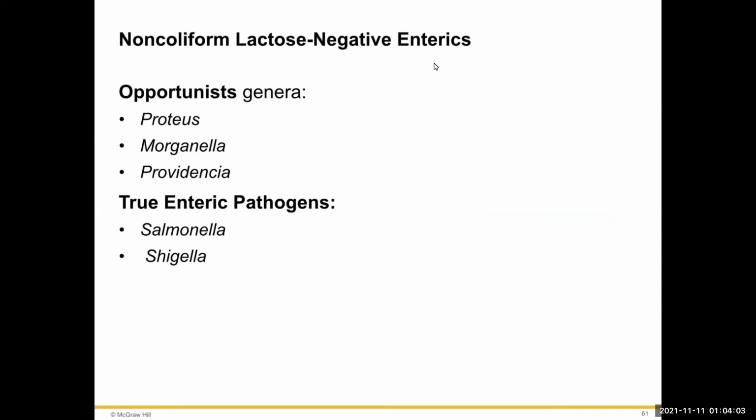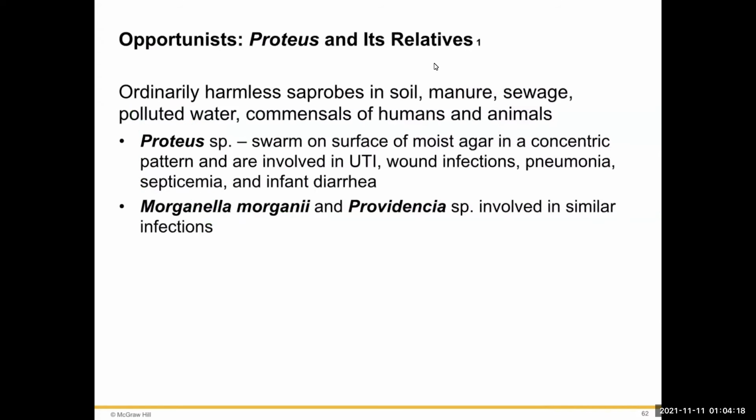Non-coliform, lactose-negative enterics: opportunistic genera include Proteus, Morganella, and Providencia. True enteric pathogens are Salmonella and Shigella. Opportunists like Proteus and ones similarly related to it are ordinarily harmless saprobes, which means they can live without oxygen, found in soil, manure, sewage, polluted water, and as commensals of humans and animals.